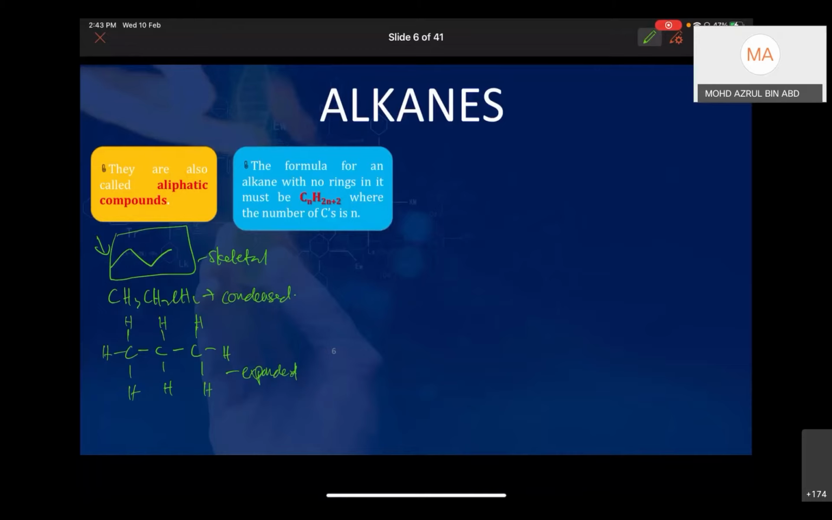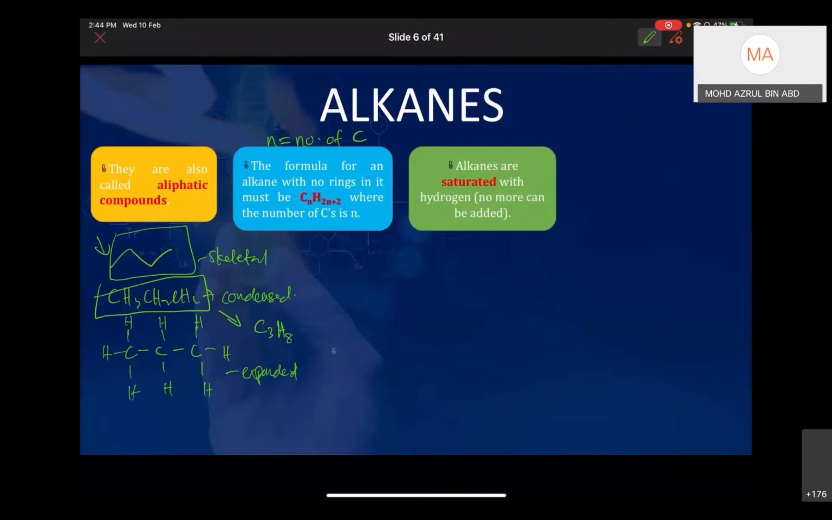Next, alkane has the formula CnH2n+2, where n is the number of carbons. So for example, like this one, we can get the formula of this compound. C3H what? C3H8. Okay, 2n plus 2.